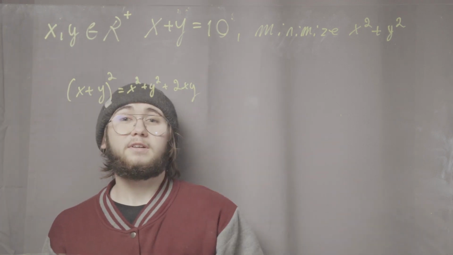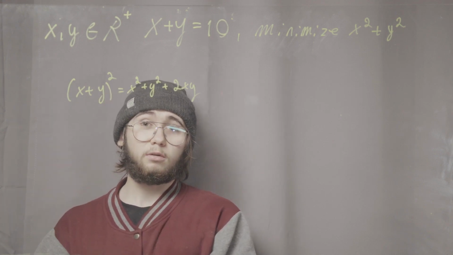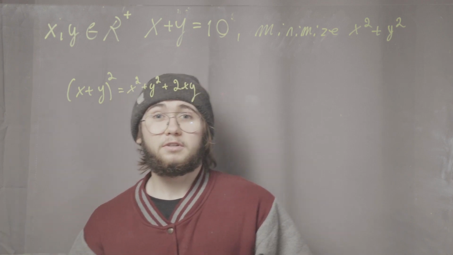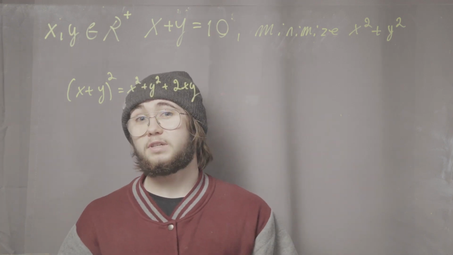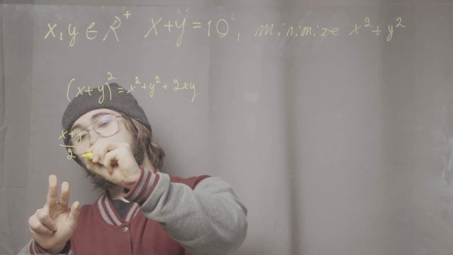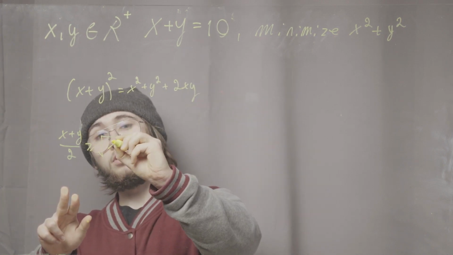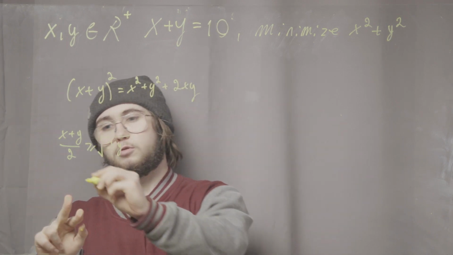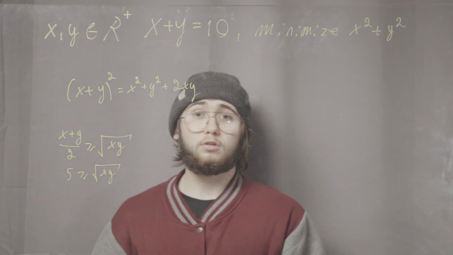And now, you see, notice one thing. The AMGM inequality states that the arithmetic mean of some numbers, whatever quantity of numbers you have, n numbers, is greater than or equal to the geometric mean. And so we can just take two numbers, take the arithmetic mean, so we add them up and divide the sum by 2, and this is going to be greater than or equal to the square root of the product. But now, what is this stuff? Well, this is just 10 divided by 2, which is 5, and so 5 is greater than or equal to the square root of x times y.